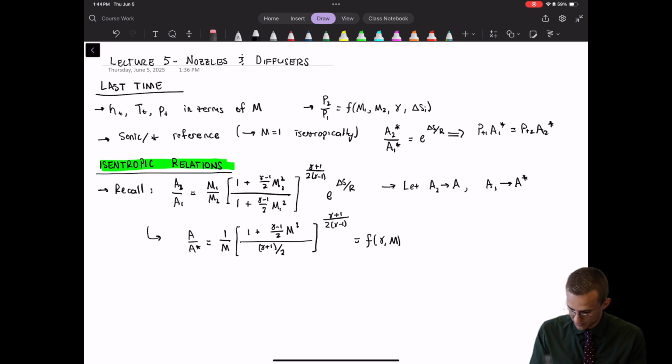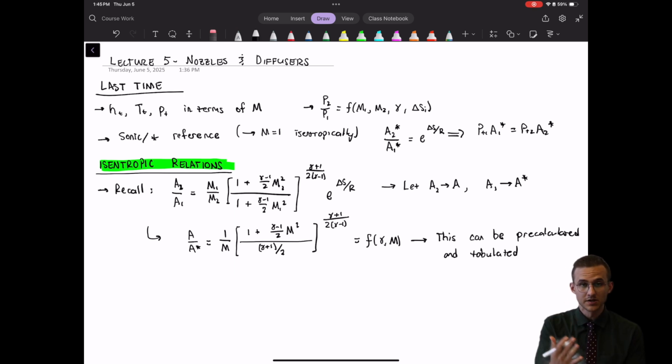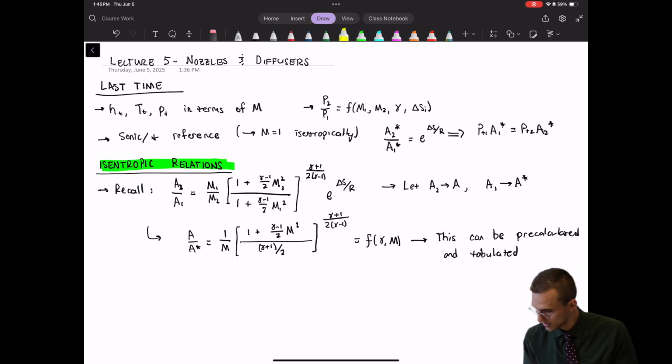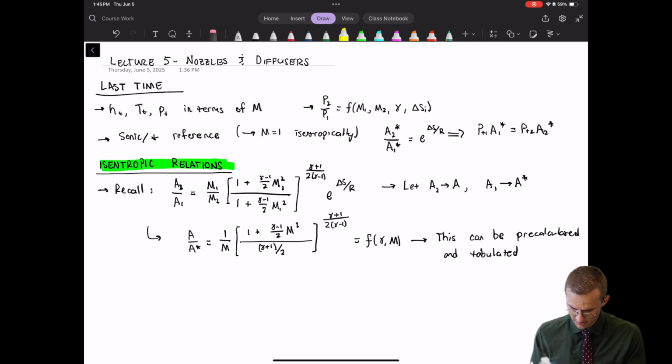Okay, so the big thing is that this formula here can be pre-calculated and tabulated. And in fact, in your textbook, this is tabulated in the appendices. I can't remember which appendix exactly. I think it's Appendix G in Zucker and Biblarz.